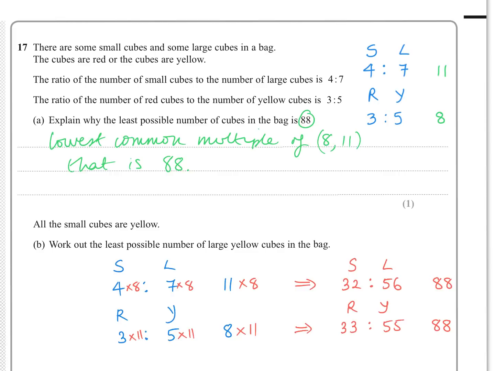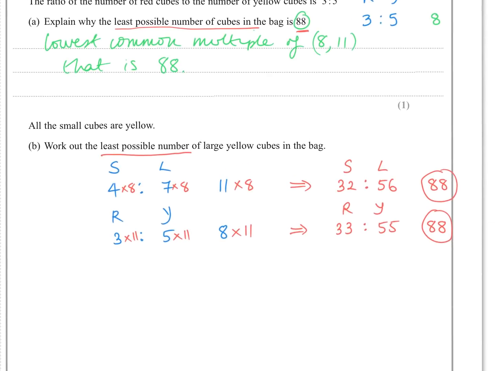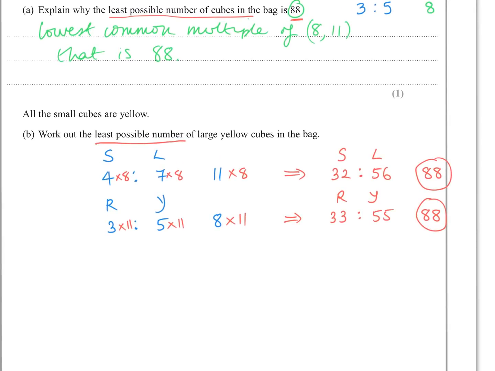Now it says clearly work out the least possible number. Well, we worked out that the least possible number of cubes is 88, and that's why we made these numbers 88 here. So I'm going to give myself a little bit more room, and we're going to read really carefully what it's asking for. It says all the small cubes are yellow. Okay, it says work out the least possible number of large yellow cubes.